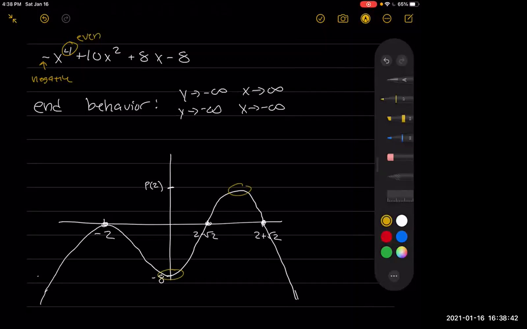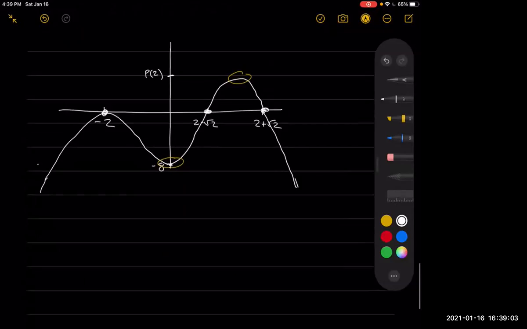You don't need to find those when doing this. I only care about, for your graphs, the end behavior, the y-intercept, and the x-intercepts, which are our zeros. So as long as you have just the basic shape of your graph, that's really all that I need. All right, so moving on from here, we will look at 4b.